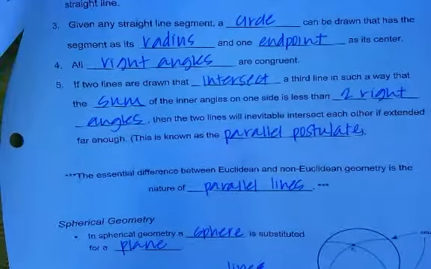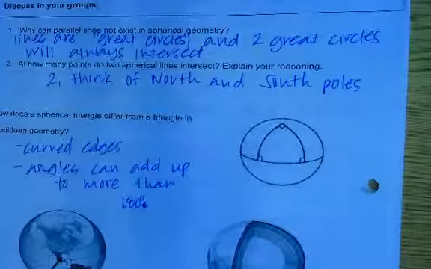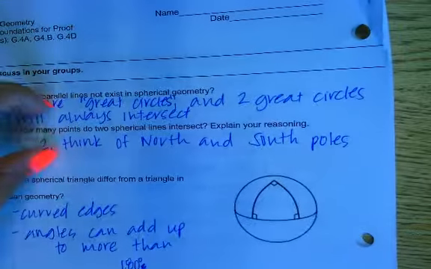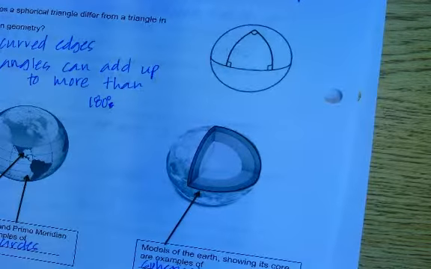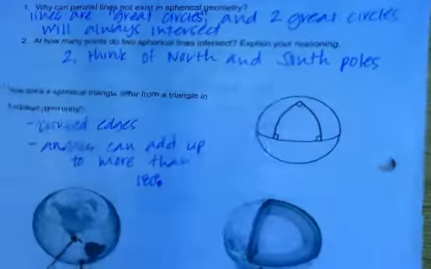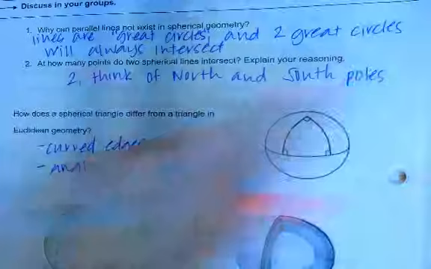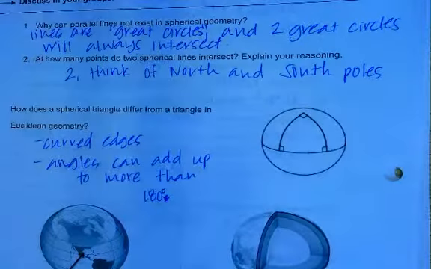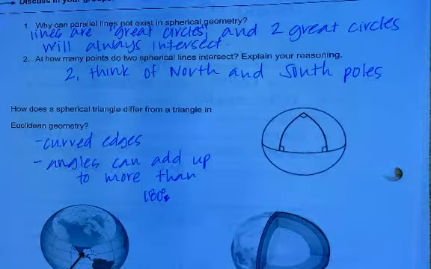It's kind of a combination of both of these, but two great circles will always intersect at 2 points. Two great circles will always intersect at 2 points. And then the last thing is the sum of the interior angles of a triangle could be greater than 180 degrees. So the sum of the interior angles of a triangle could exceed 180 degrees.